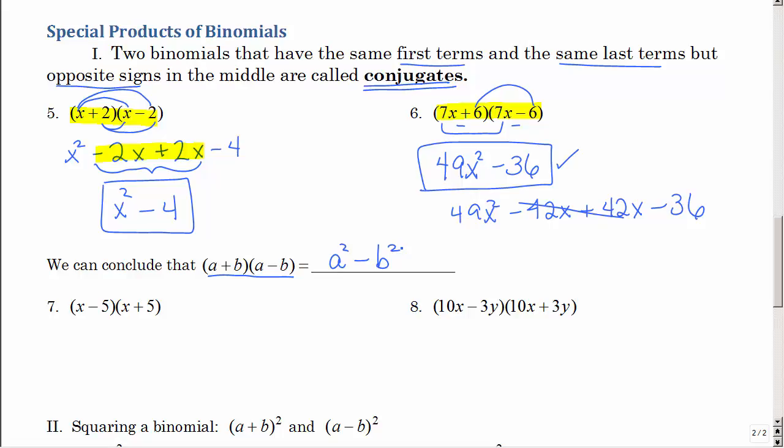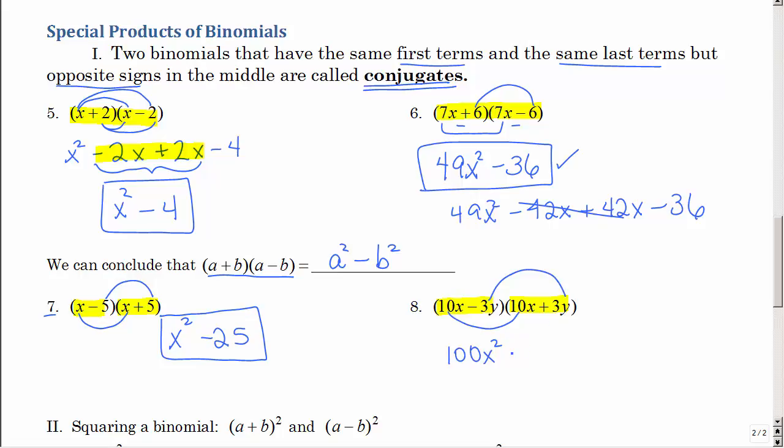So let's see if we can use that shortcut on number 7, but we have to make sure, are those conjugates exactly the same except for the sign in the middle? And yes, it is. So we can do the first term and the last term. And you're done. Let's look at number 8. Are those conjugates? Yes, they are. Exactly the same except the sign in the middle. So we can multiply the first terms, that's 100x squared. Multiply the last terms, that's 9y squared. And you're done. You should like those.